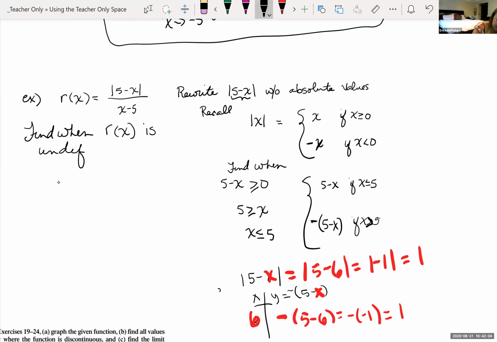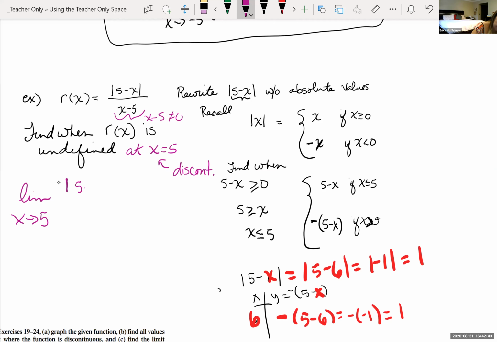And that's the values which set the denominator equal to 0. So this is at x equals 5. Now we want to look at the limit as x is approaching the value where it's undefined, where we're going to have a discontinuity, of the absolute value of 5 minus x all over x minus 5.